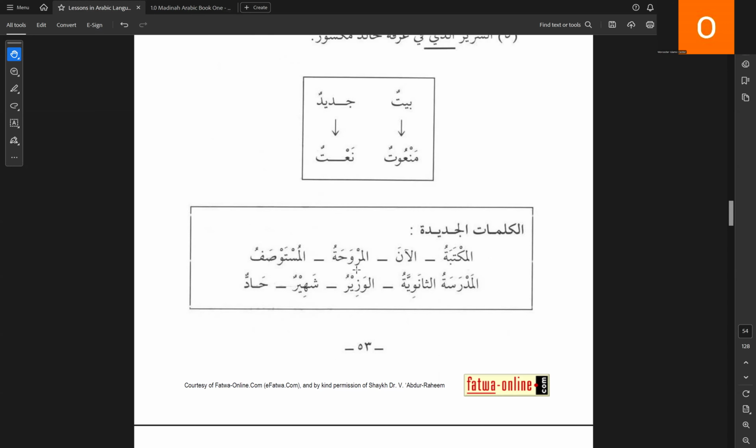المستوصف, clinic, like a health clinic. المدرسة الثانوية. Literal translation, secondary school. That's what ثانوية means, secondary. المدرسة is school, secondary school. But for our purposes, high school.